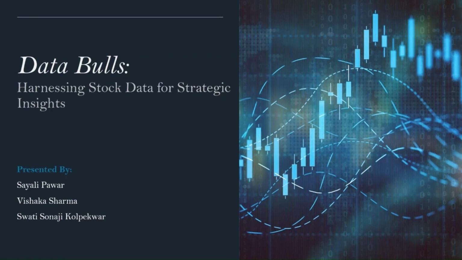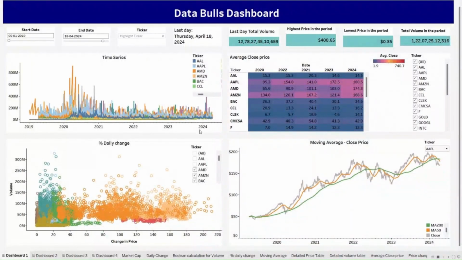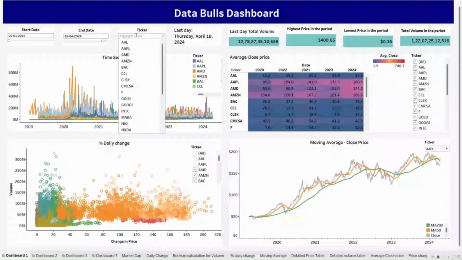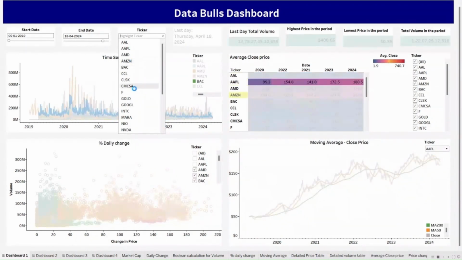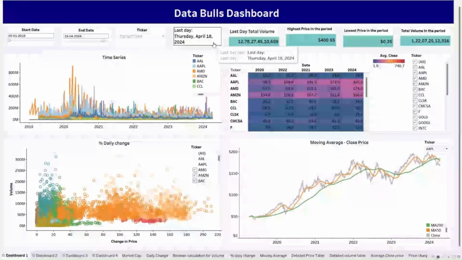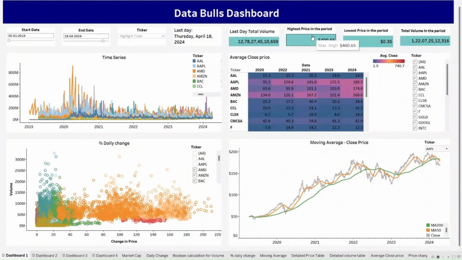So, let's get started. This data pool dashboard provides a snapshot of various stock market points for multiple stocks. This is the start date and end date of our data, and tickers, which is basically the combination of a company's name. For example, AAL, American Airlines, AAPL, Apple, Amazon, Google, likewise. Last day, which is the last day of our data. Last day, total volume, highest price in the period, lowest price in the period, total volume in the period.